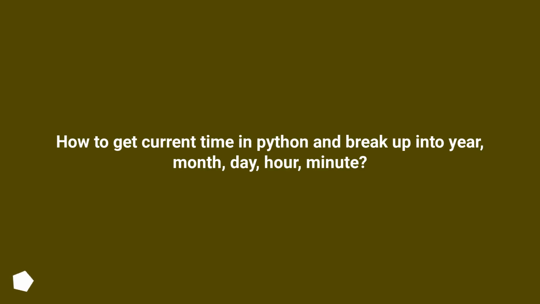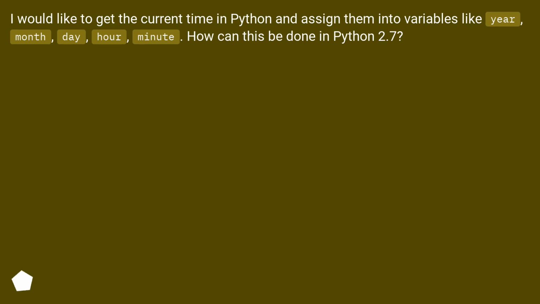How to get the current time in Python and break it up into year, month, day, hour, minute? I would like to get the current time in Python and assign them into variables like year, month, day, hour, minute. How can this be done in Python 2.7?